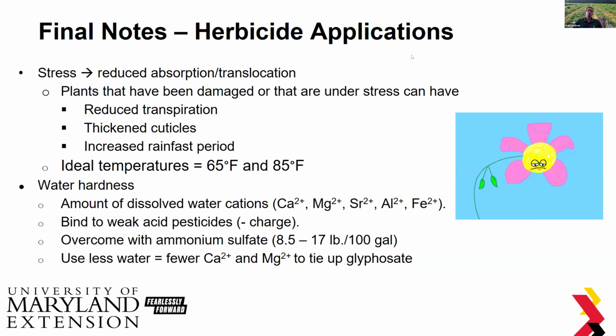Now, in general, what we do working with agricultural weeds is overcome that hard water effect by adding ammonium sulfate. That sulfate ion actually binds those hard water cations before the herbicide can. Another way to overcome water hardness with herbicides is to use less water, so there are fewer calcium and magnesium ions to tie up the glyphosate. Using less water can be especially beneficial when you're controlling these invasive plants in natural areas, because most of your herbicide solutions are going to be on a percent volume per volume basis rather than an ounce per acre rate that you would use if you were spraying corn and soybeans.